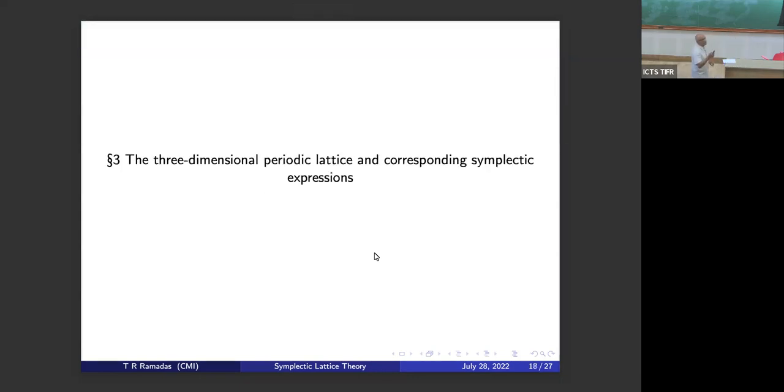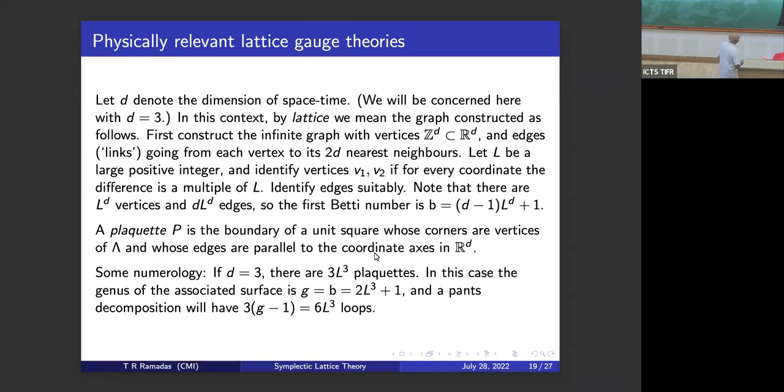So now back to your question, let's consider a physically interesting example. Let's consider physically relevant lattice gauge theories. If D is the dimension of space-time, we will mostly be concerned with D equal to 3. By a lattice, we mean the graph constructed as follows. First, we construct the infinite graph with vertices with integer coordinates and edges going from each vertex to its 2D nearest neighbors.